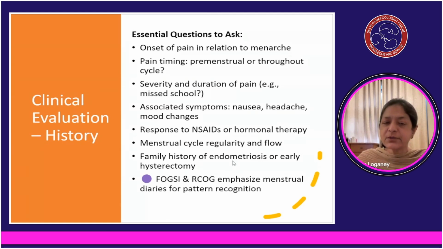In case the patient has already come after taking some medicines, was there some response to the painkillers and hormonal therapy? Then menstrual cycle regularity and flow. Is there any family history of endometriosis? The ACOG and RCOG guidelines emphasize menstrual diaries for pattern recognition.